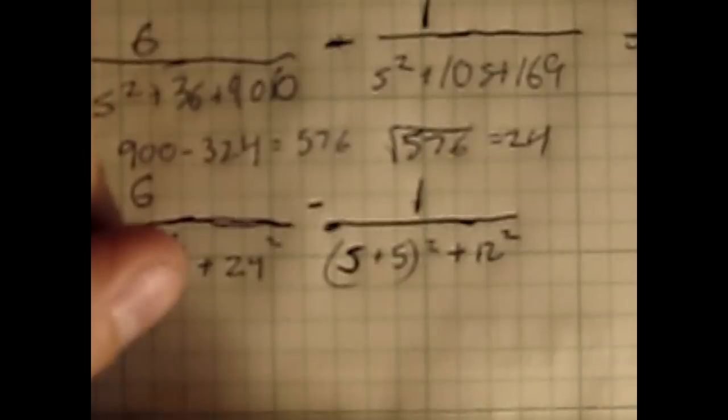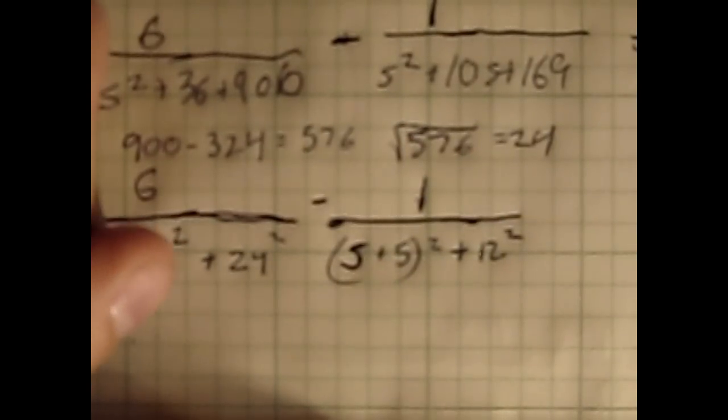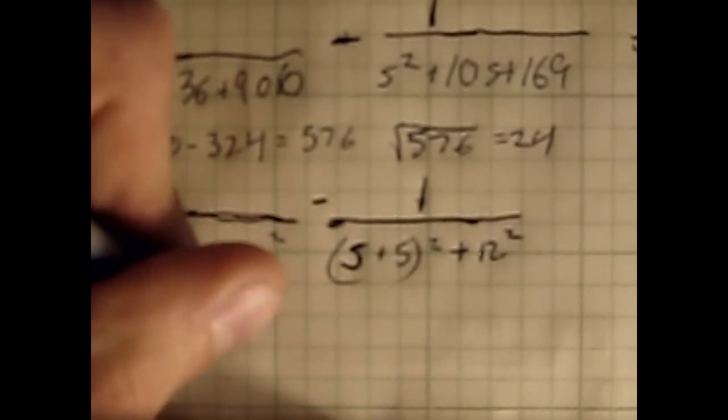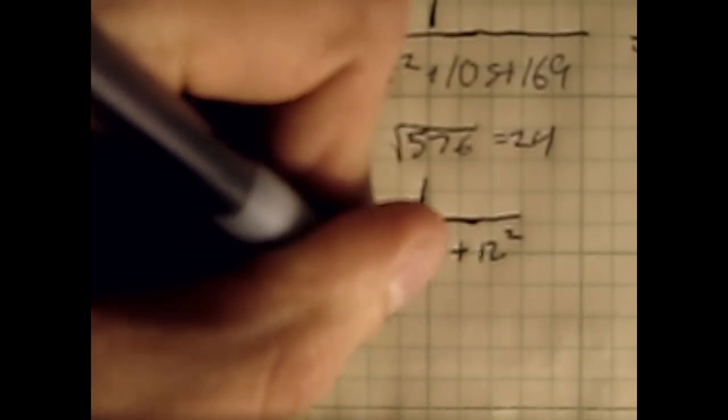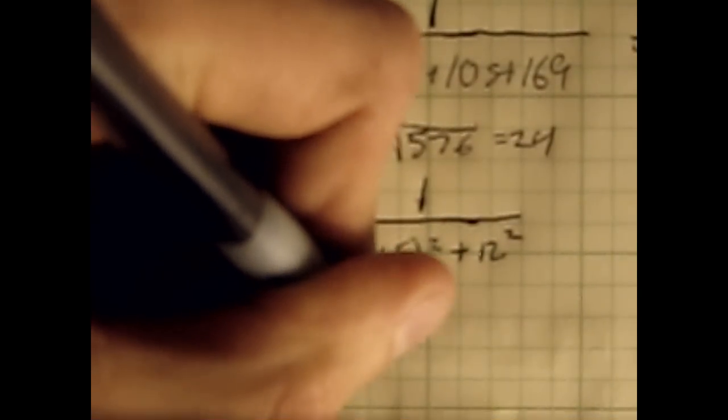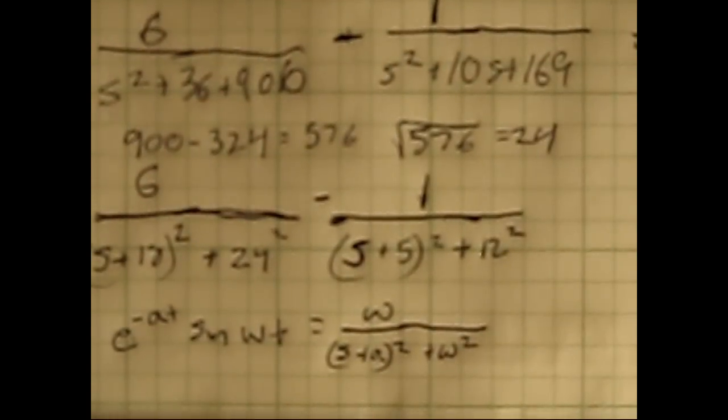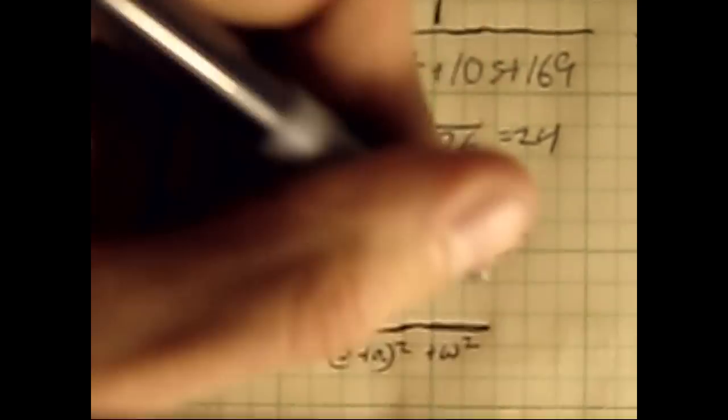So just let's look at the similarities between these. I'll just write it down on this piece of paper so it'll be easier to see. So we have this identity right here that you can just print off on the internet. We have e to the negative at sine omega t is equal to w over s plus a squared plus omega squared, or w squared. Omega, I don't know what it is actually written on this paper. It kind of looks like a w to me.